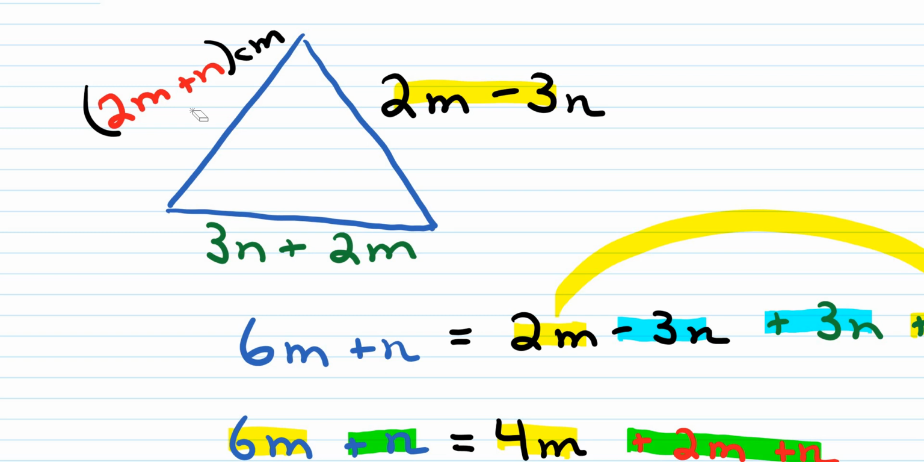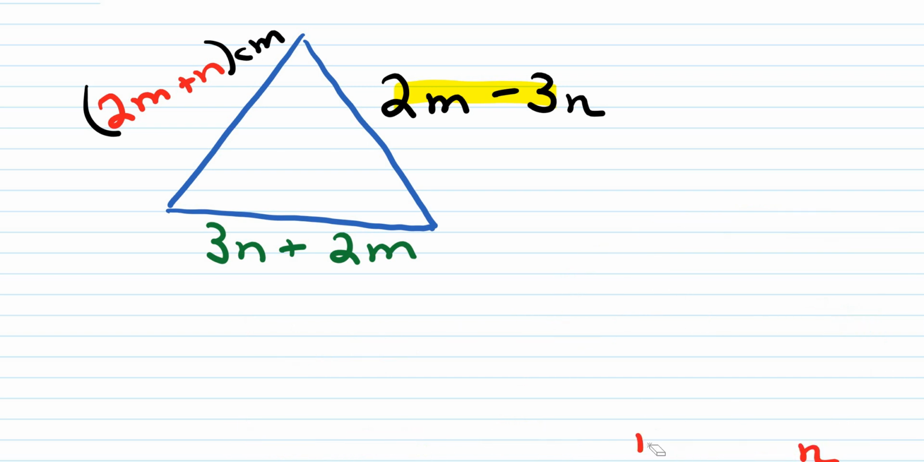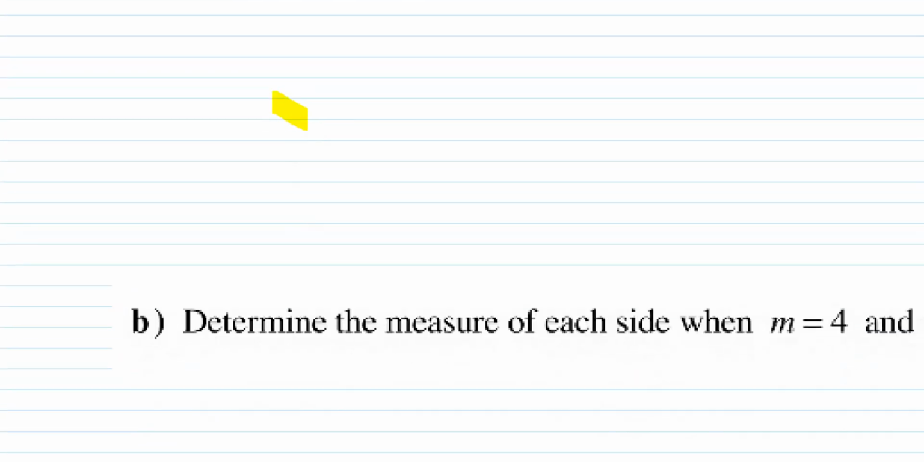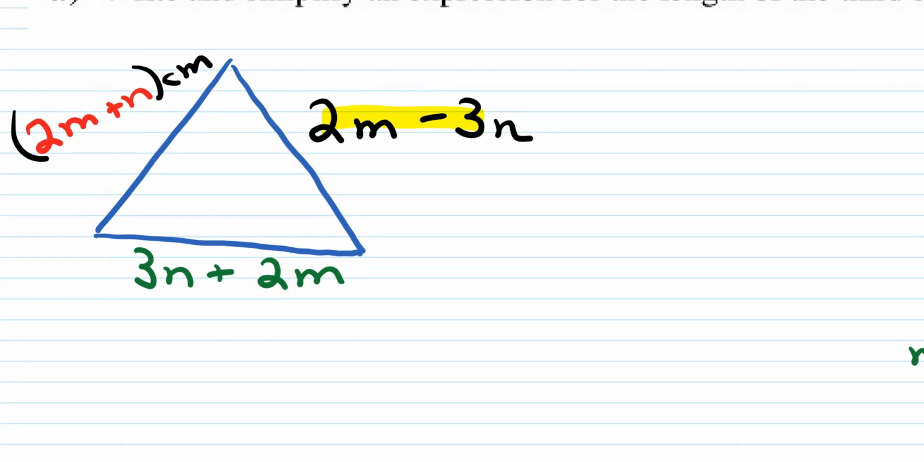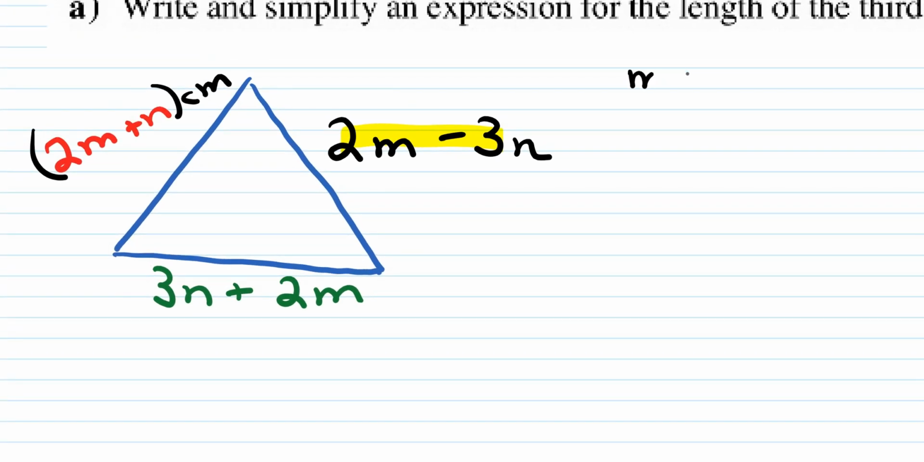And for part B, I'm just going to erase all this. Part B just tells you to determine the measure of each side when m equals 4 and n equals negative 1. So if I go back up here, we know that m equals 4 and n equals negative 1. So now we've got to figure out each side here.